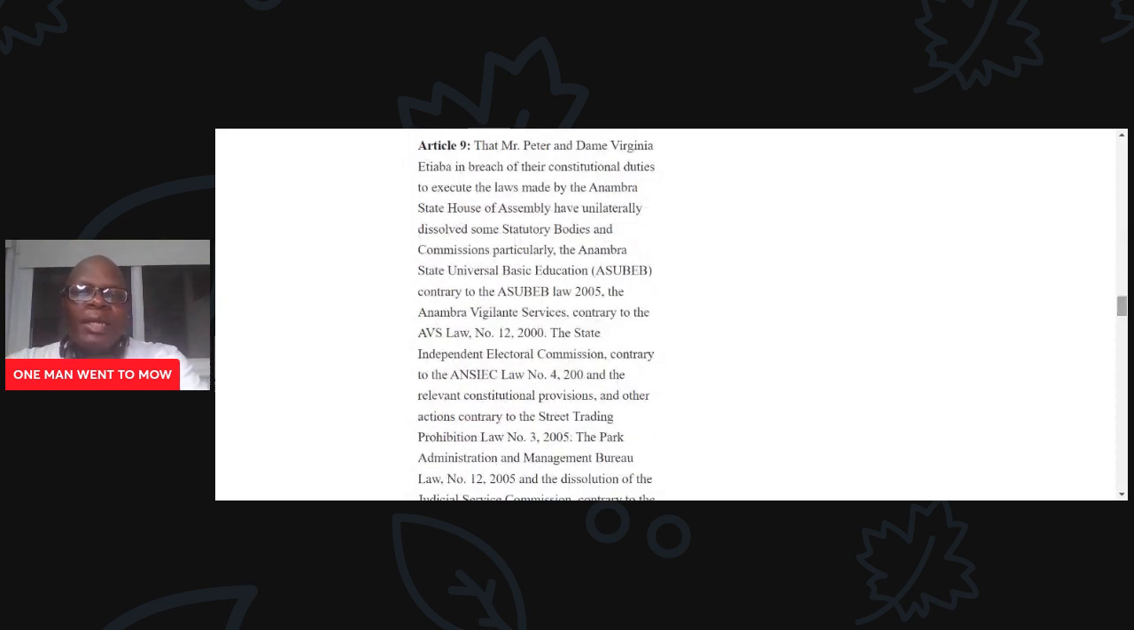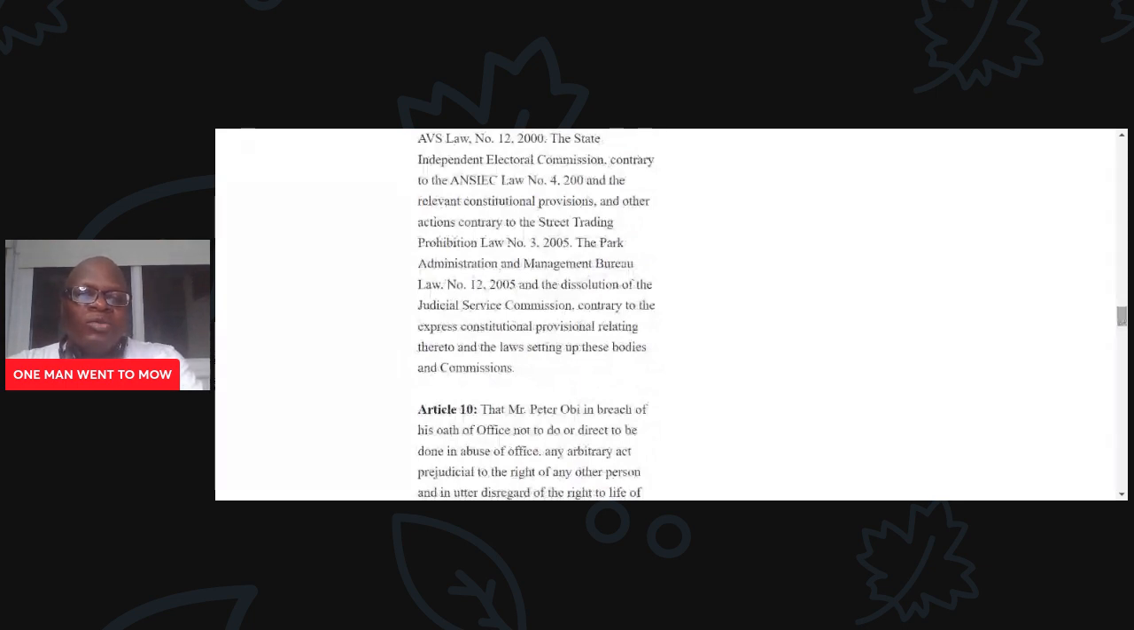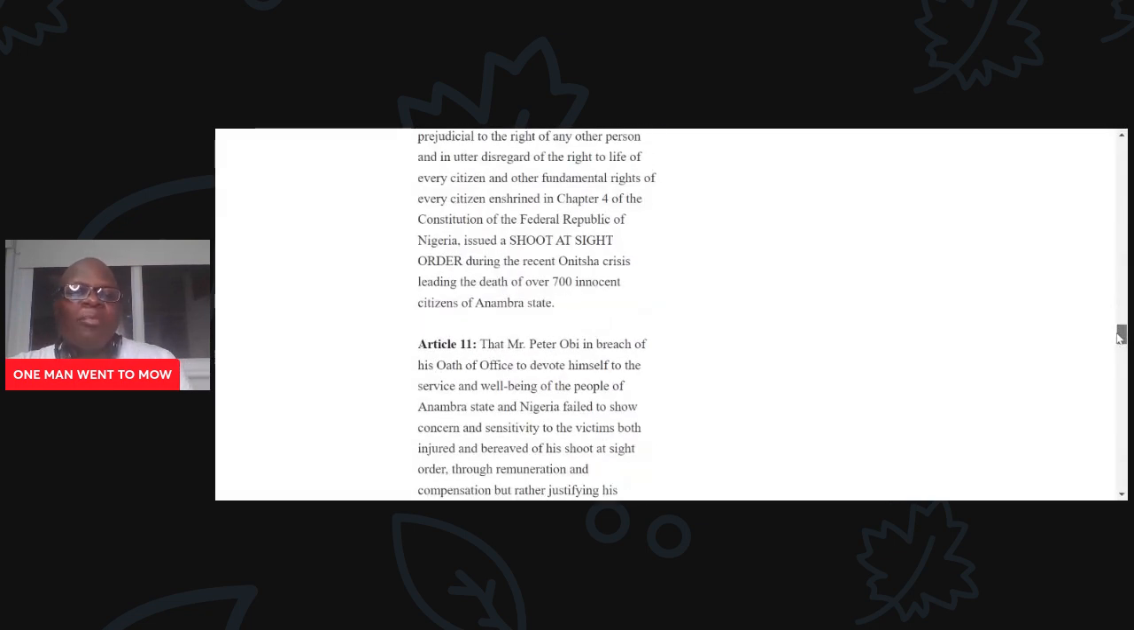Article 9, that Mr. Peter Obi and Dame Virginia Atiaba, in breach of their constitutional duties to execute the laws made by the Anambra State House of Assembly, have unilaterally dissolved some statutory bodies and commissions, particularly the Anambra State Universal Basic Education, contrary to the ASUBEB Law 2005, the Anambra Vigilante Services, contrary to AVS Law, the State Independent Electoral Commission, contrary to another law, and the relevant constitutional provisions and other actions contrary to the Street Trading Prohibition Law, the Park Administration and Management Bureau, and the dissolution of the Judicial Service Commission, contrary to the express constitutional provisions relating thereto, and the laws setting up these bodies and commissions. So almost acting like an emperor is what we're seeing.